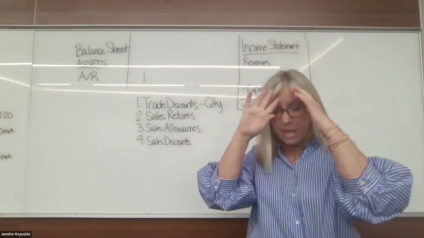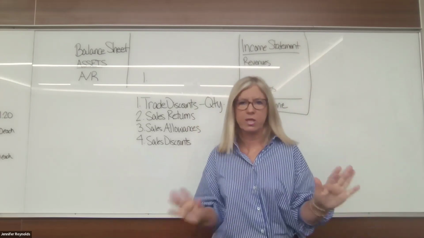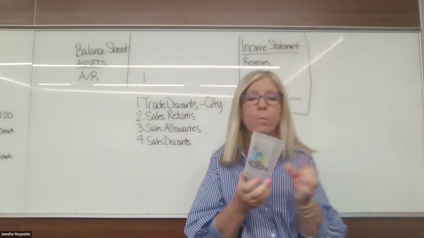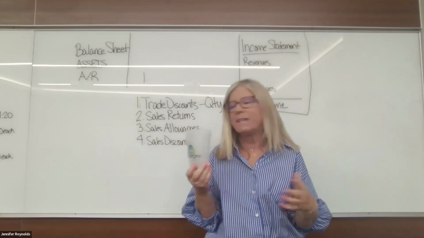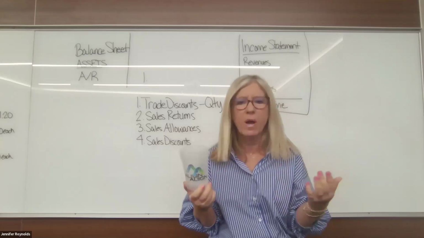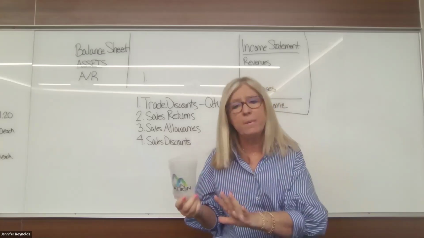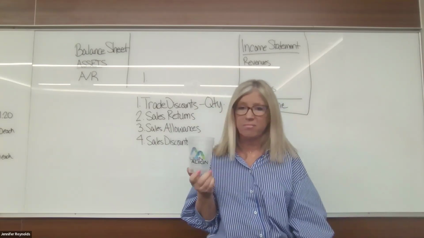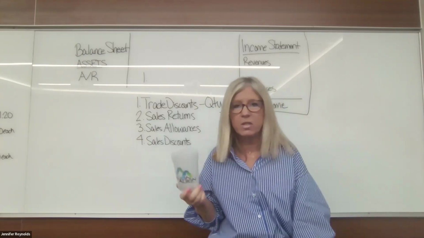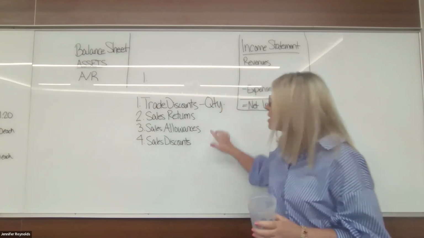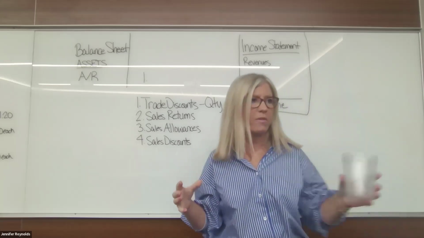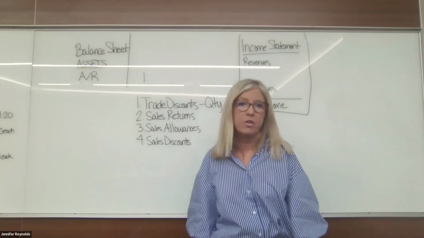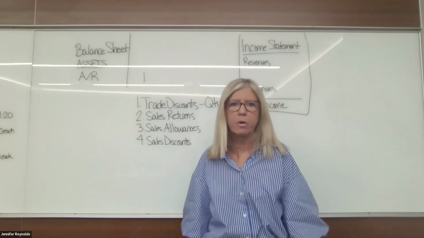Sales allowances could be, what if the logo was just slightly off? The green wasn't quite as green as it normally is. And the company said, okay, tell you what, customer, if you'll keep those, we'll give you 20% off. And I go, okay, I can live with that. The green's just a little bit off. Sure. So a sales allowance is another form of a discount, when maybe a customer's just not super happy with a product for some reason.